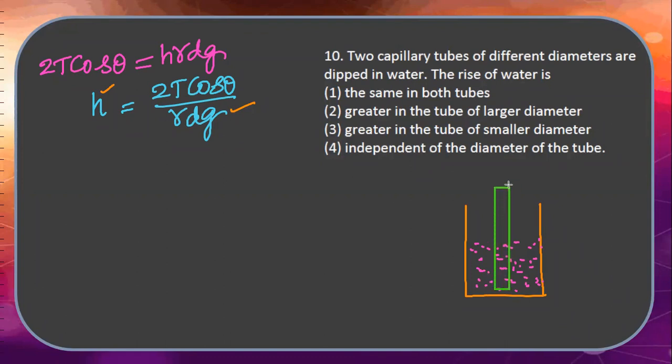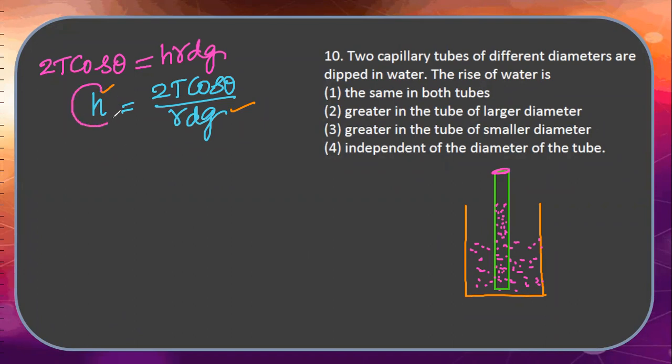Rise will be there in the straw. Let us suppose this is a straw. Rise of liquid will be there in the straw, right? The rise of the liquid depends upon the diameter of the straw. Instead of capillary tube, in our general language, I am saying straw. Depending upon the size of the diameter of the capillary tube, rise of liquid will be there.